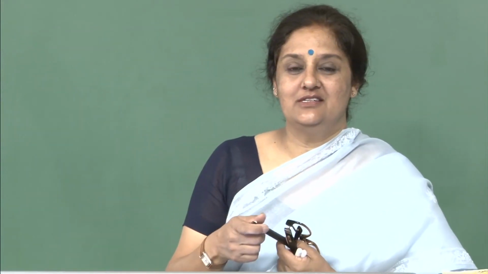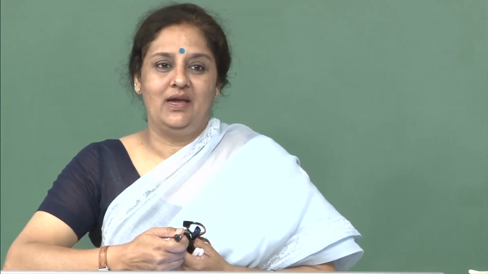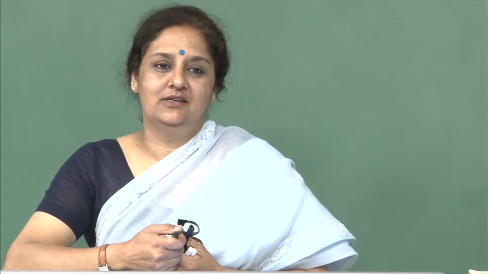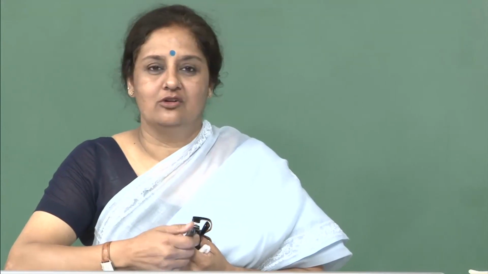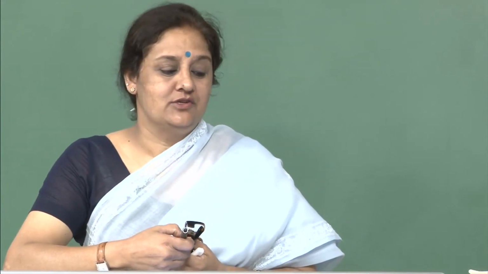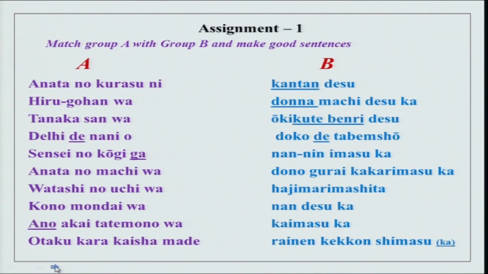Well, in our previous classes we have been doing a lot of things. We have done verbs in plain form and a lot of other information I have given you about festivals in Japan, about a lot of other forms in verbs. So, today also we will continue in this class with verb forms. First and foremost we will do our assignments. The first assignment that I gave you was match group A with group B and make good sentences. These sentences are all jumbled up and you are to make proper sentences.